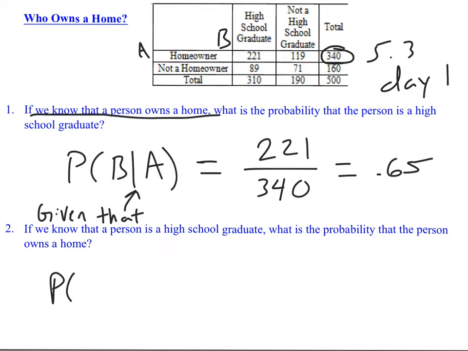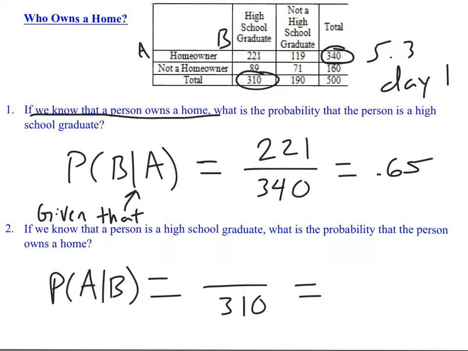Second question is just reversing it. What's the probability of A given B? Now we're saying the condition is that they're a high school graduate. This is going to be a different probability because right off the bat the number on the bottom changes, because this is only about high school graduates. There's still 221 that fit both. And that would be like 0.71.